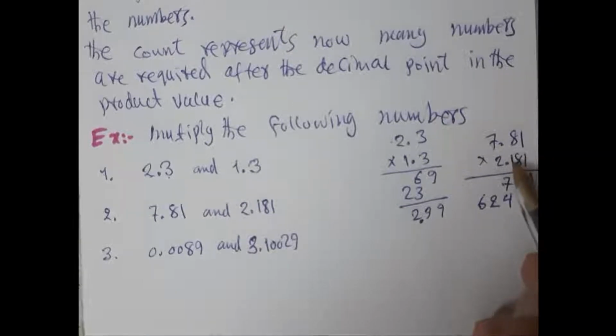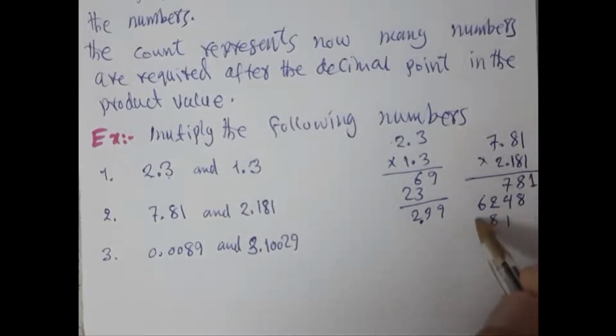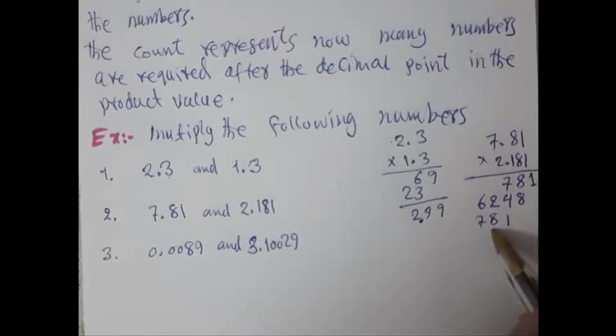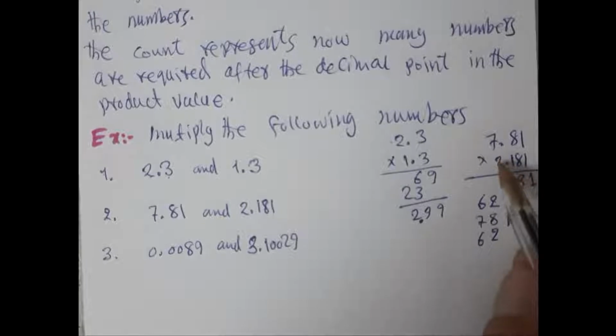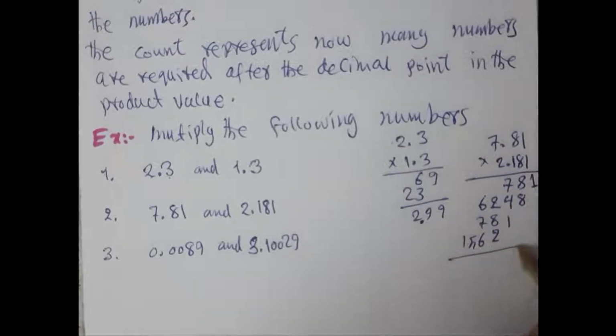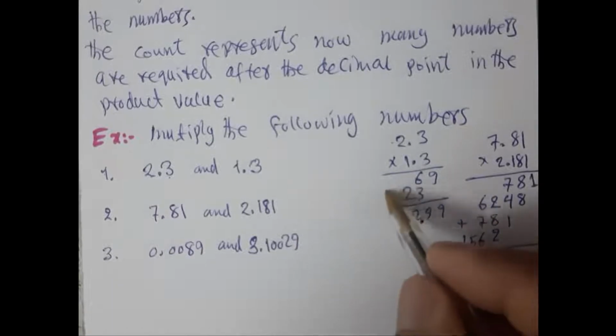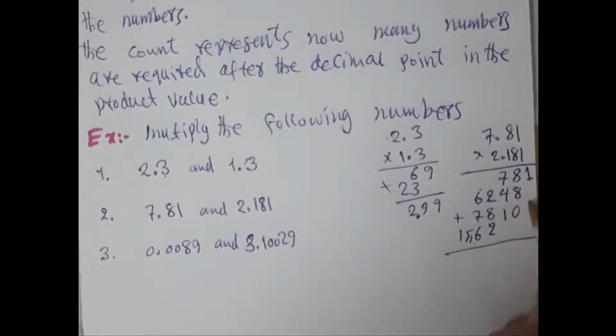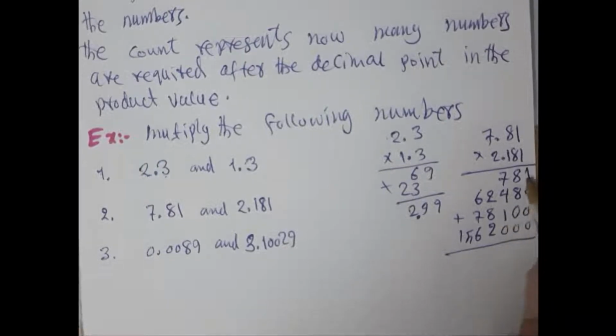Now we multiply 1 by 1. 1 times 1 is 1. 1 times 8 is 8. 1 times 7 is 7. 2 times 1 is 2. 2 times 8 is 16. We have 1. 2 times 7 is 14. 14 plus 1 is 15. We add these numbers. We don't have another number here. We can write 0. Also we can write 0 here.